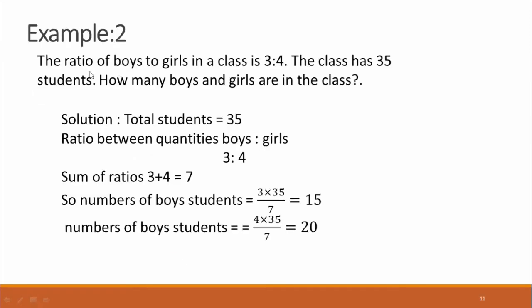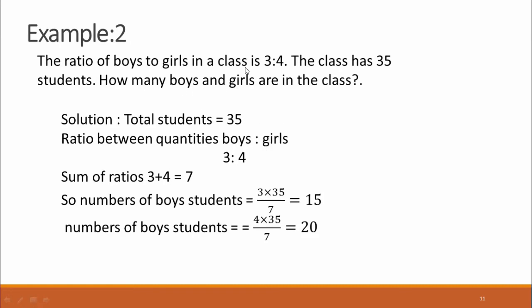Now another example: the ratio of boys to girls in a class is 3:4. The class has 35 students. How many boys and girls are in the class? So, dear students, first of all, point out the total. The total students in the class is 35. Now, the ratio for the quantities is boys to girls. Boys come first and girls come second, so the ratio can be written as boys to girls. This is the rule for representing the ratio between quantities.